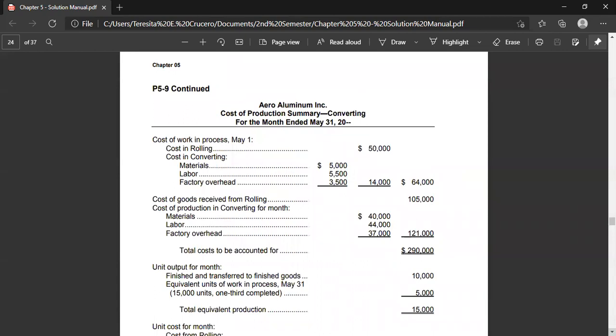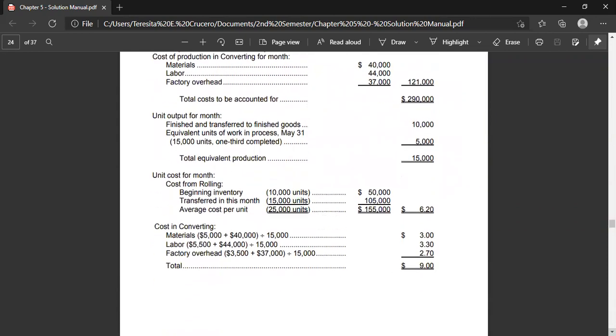And we finally have problem 9 to continue. A unit output for the month. So finished and transferred to finished goods, 10,000. And we have the work in process end. So the equivalent production of 15,000 units. Unit cost for the month, cost from rolling, beginning inventory 10,000, and then units, then you have the cost of 50,000.